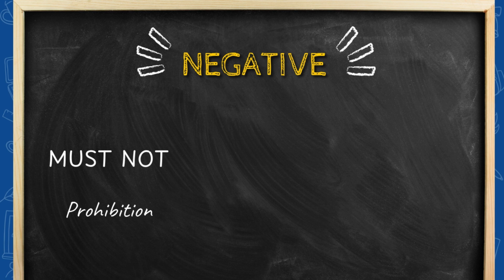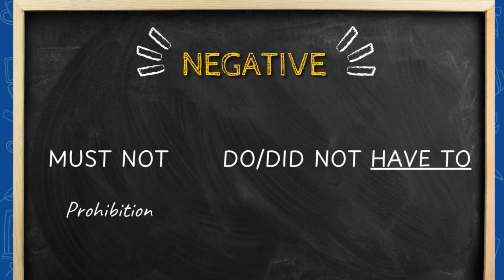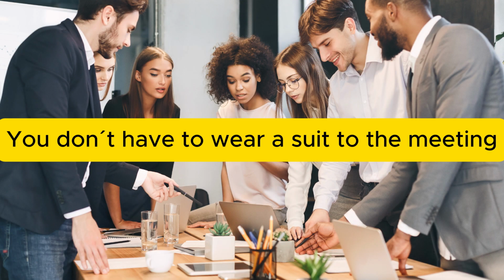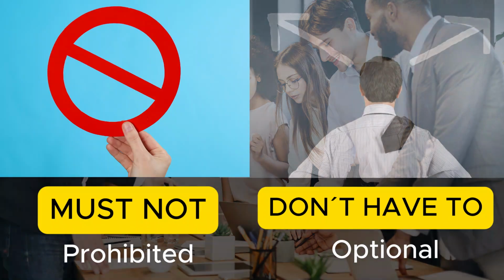To form a negative sentence, we need extra words like do or did before the modal verb have to. Also, don't have to means something is not compulsory or an obligation. It's optional. If you say, you don't have to wear a suit to the meeting, it means that you decide if you want to do it. You have the option.